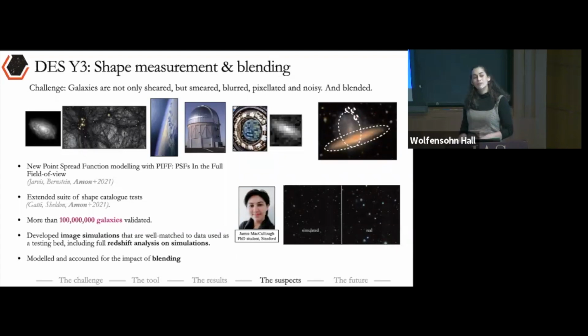That's not the end of the challenge, though, for shear measurements, because there's blending, or crowded fields. One blurry blob we think we can handle pretty well now, but when you have 5 blurry blobs that sit on top of each other and they're all at different redshifts, the calibration challenge is a little harder.